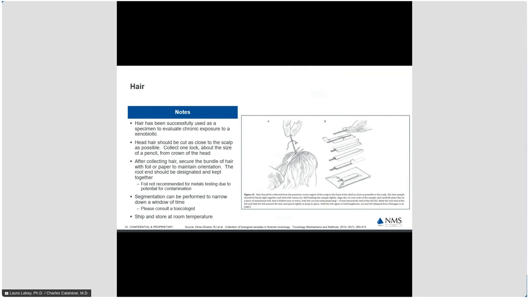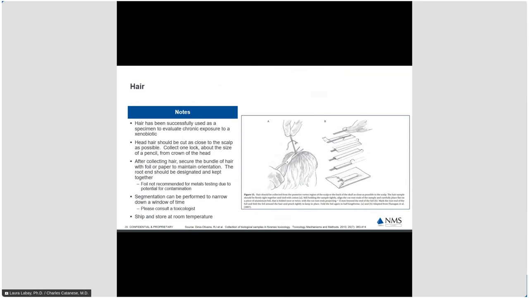NMS Labs does have a hair collection kit that ideally should be used, but if not, then the hair should be collected or cut as close to the scalp as possible, and the root ends of the hair tied together so the orientation of the hair is kept.